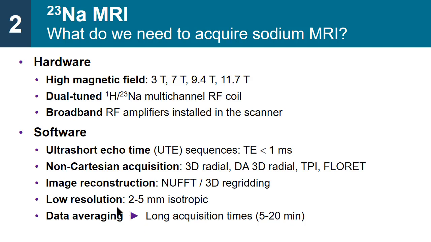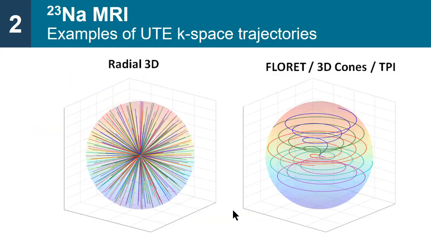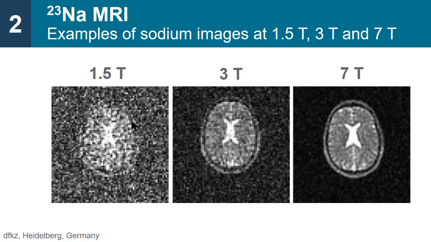Reconstruction is based on non-uniform FFT or 3D regridding. In general, images have a few millimeter isotropic resolution, 2 to 5, and now you can get some decent images in about 5 minutes on a 7T scanner. This is just an example of k-spaces. With the 3D radial, we start from the center of k-space and do projections. With FLORET or 3D cones or twisted projection imaging, you twist your trajectory, and you can even rotate them in different orientations.